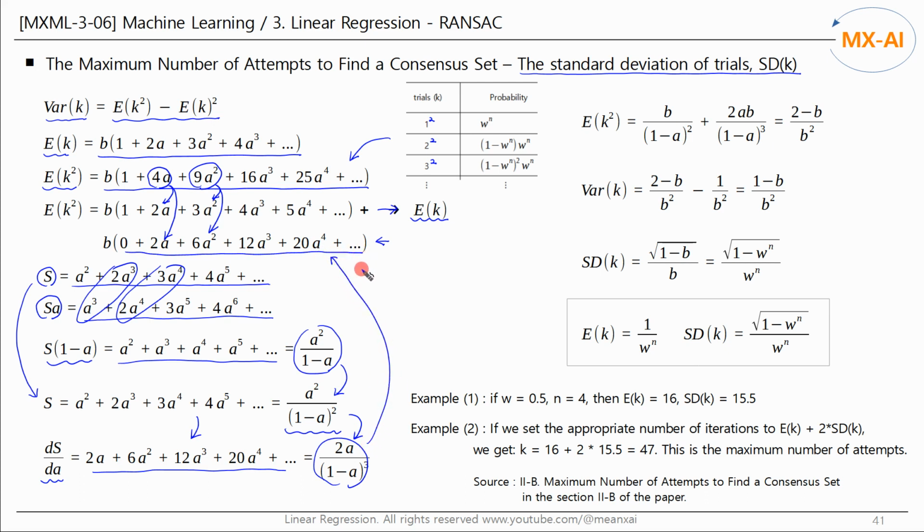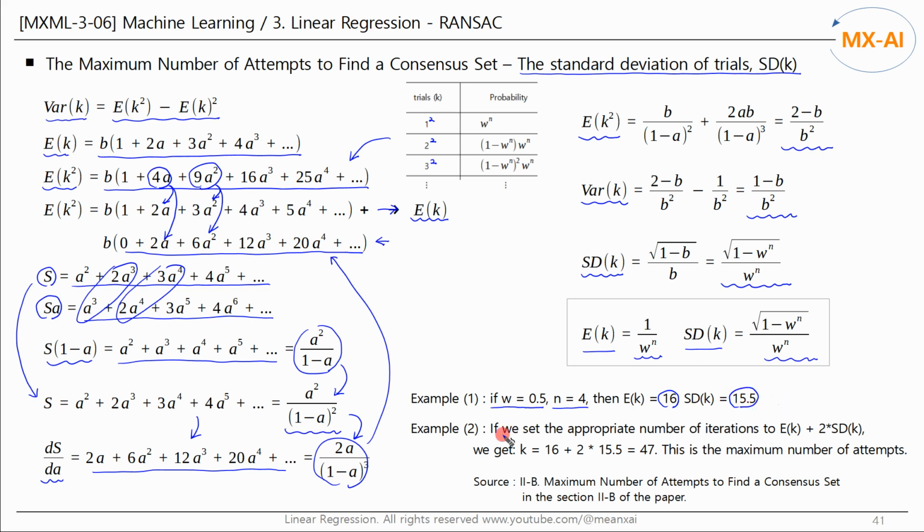Then the expected value of k squared becomes as follows. Therefore, the variance of k can be written as follows. The standard deviation of k can finally be written as follows. The number of trials k follows a distribution with a mean of this value and a standard deviation of this value. Let me give you an example. If w is 0.5 and n is 4, the expected value of k is 16 and the standard deviation of k is 15.5.